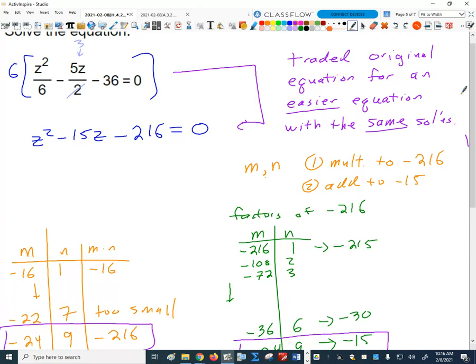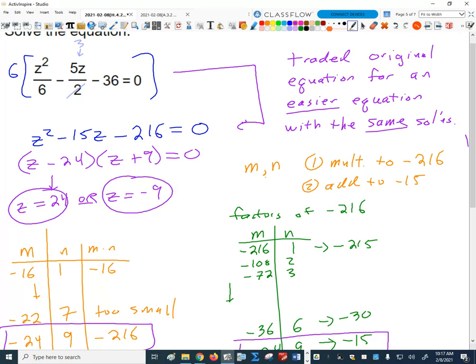Okay, now that we've got this thing factored, it's a piece of cake, right? Now we know this factors into z minus 24 times z plus 9. Now the answer is easy. What are my solutions? Either z equals 24, or z equals negative 9. There you go, right?